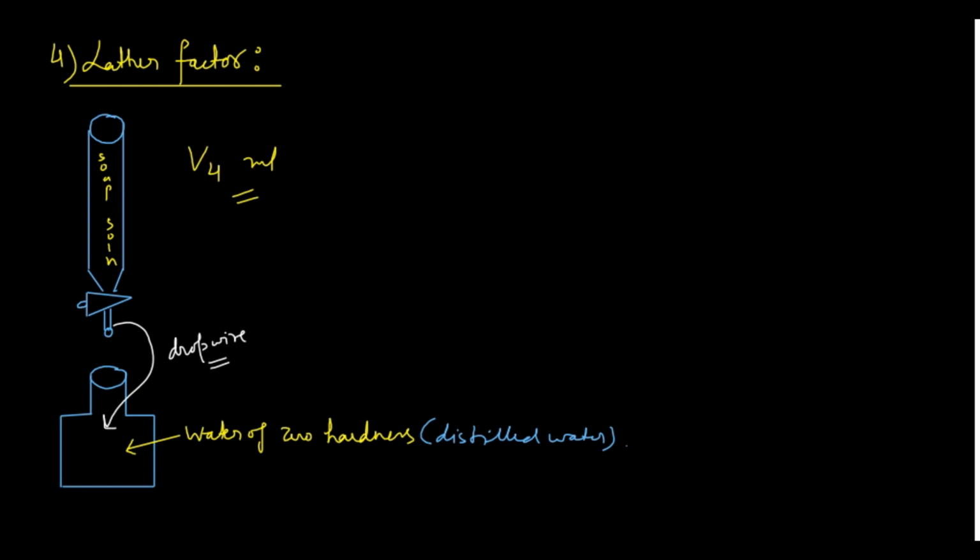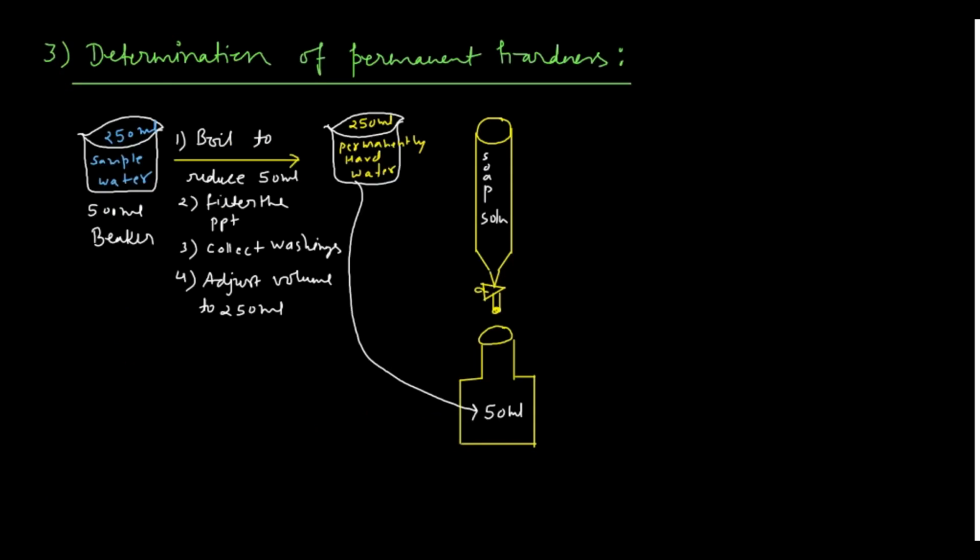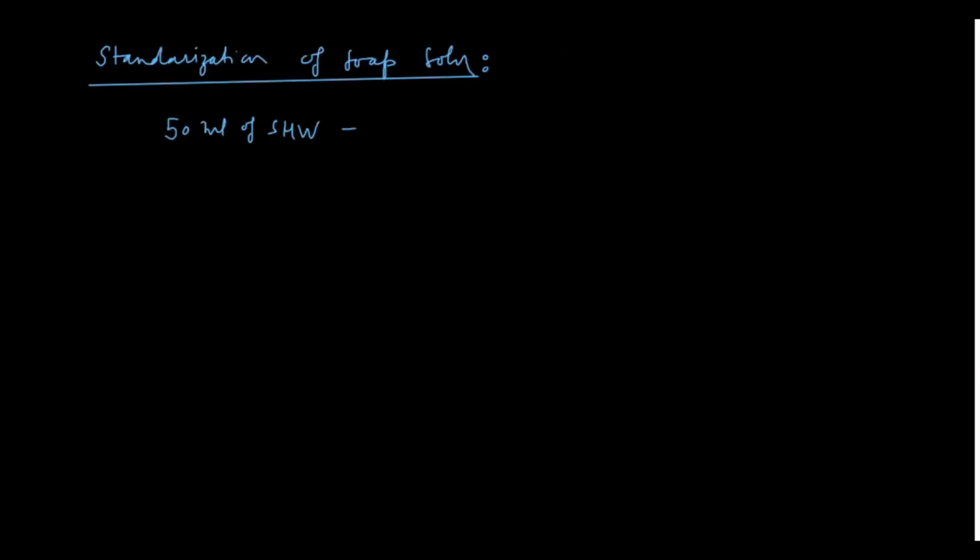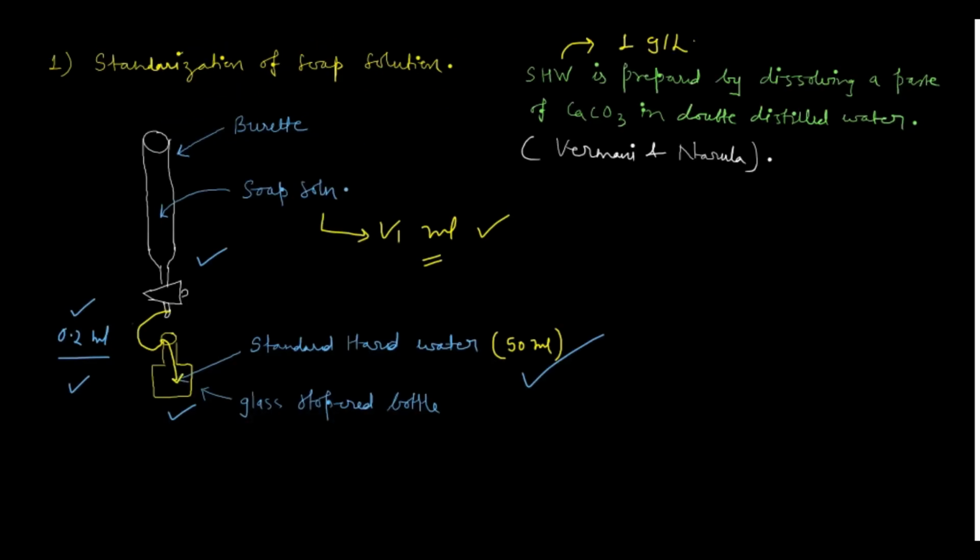Now I am moving back to the first slide, the standardization of the soap solution. If I go back, you see here for the standardization I have taken 50 ml of standard hard water. That means whatever V1 ml of the soap solution is consumed by this water sample to precipitate all the hardness causing substances and to give the lather, is actually equivalent to the 50 ml of this, right?